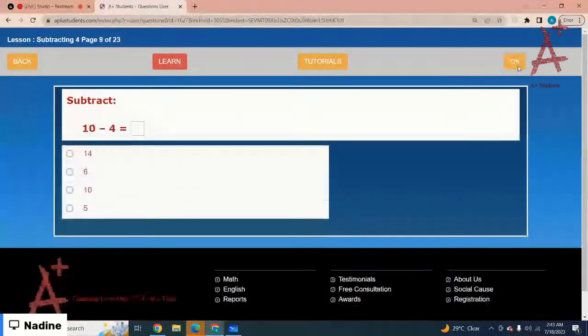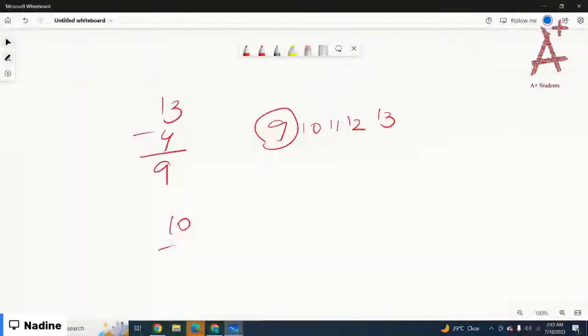The next one is 10 take away 4. So it is 10, 9, 8, 7 and 6. So when you start with 10, go back 4 numbers, you end up on 6. So 10 take away 4 is 6.